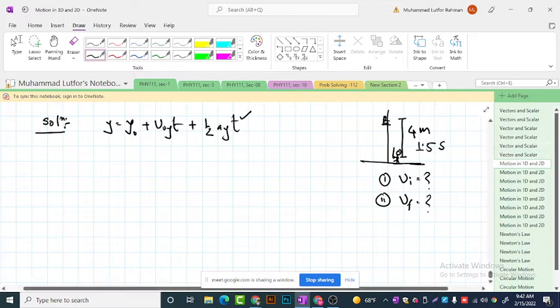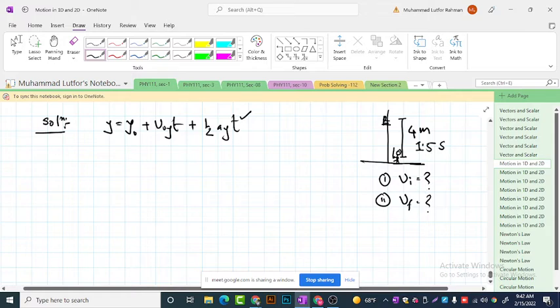So the scenario is basically, you throw a ball towards your friend at the window. After throwing, 1.5 seconds later, it was caught by your friend, and the distance between you and your friend is 4 meters. Now the question is, what is the initial velocity of the ball thrown by you, and what is the final velocity, the velocity of the ball just before it was caught by your friend? Okay, sir.